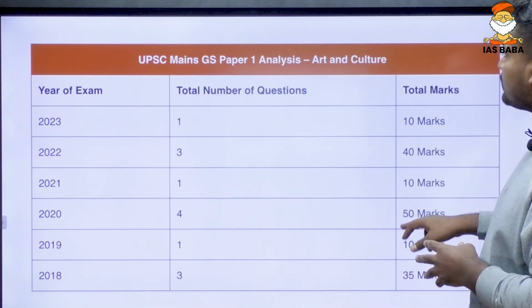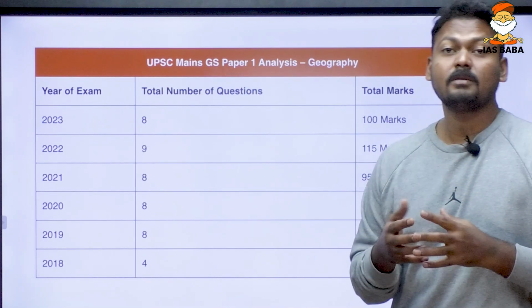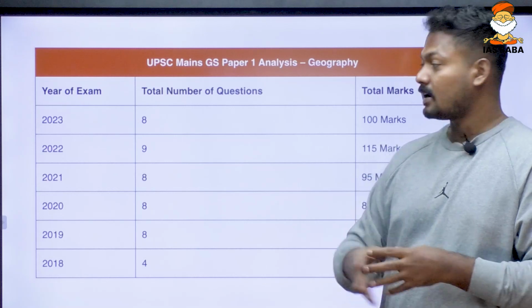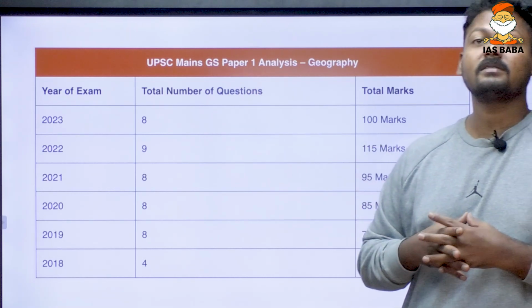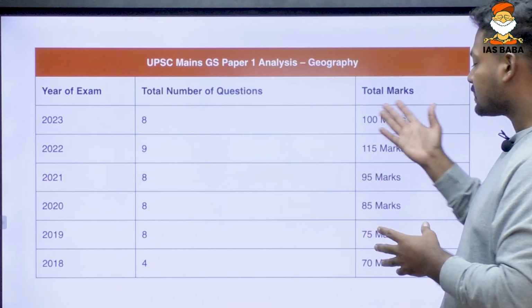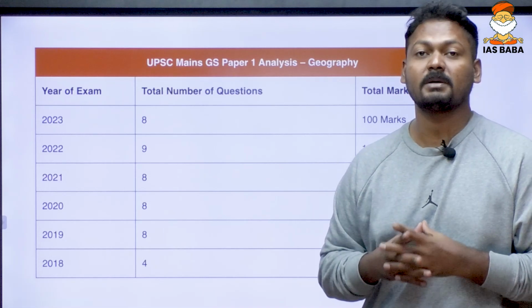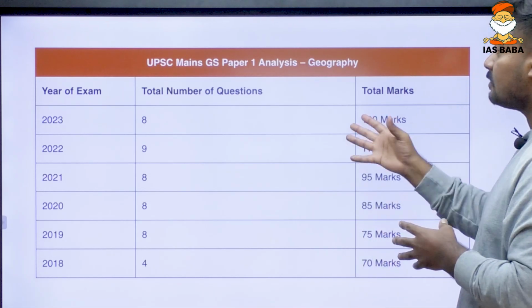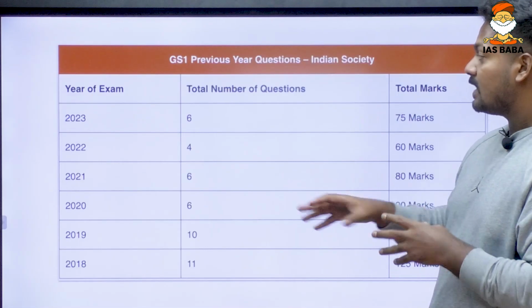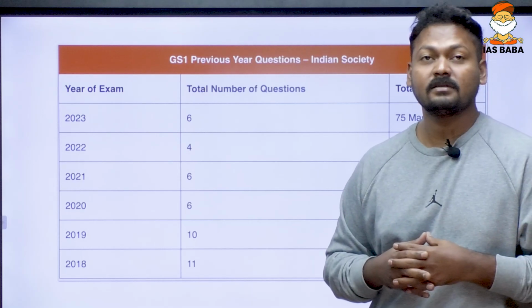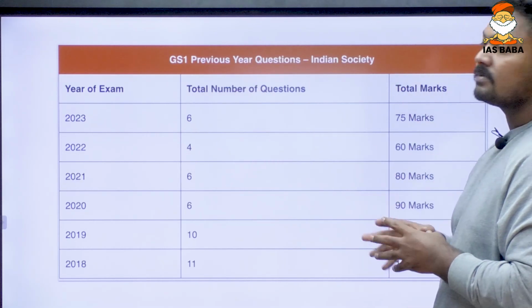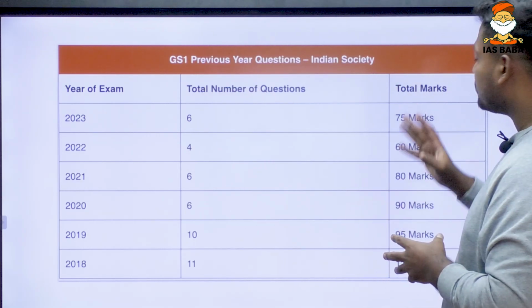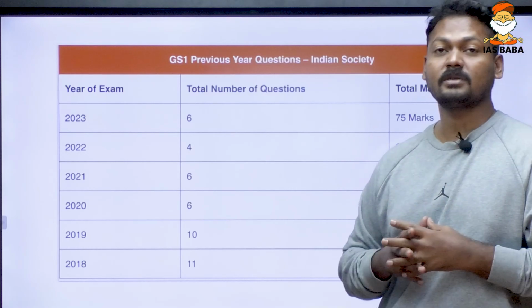Whereas if you see geography, it has the most importance in paper 1. And an average 8 to 9 questions appear. 100 to 115 marks, 90 above marks have been asked from this paper. So that is the importance of geography. But next to it, we have society. See, an average 4 to 6 questions every year, minimum 60 to 75 marks you can score.